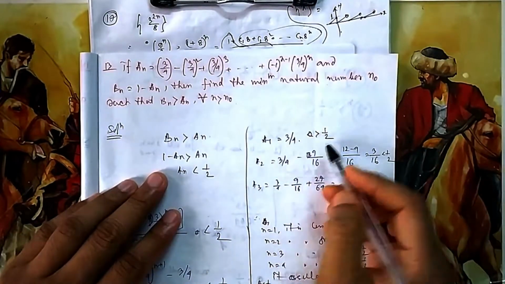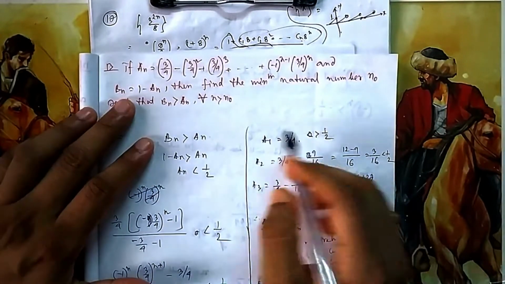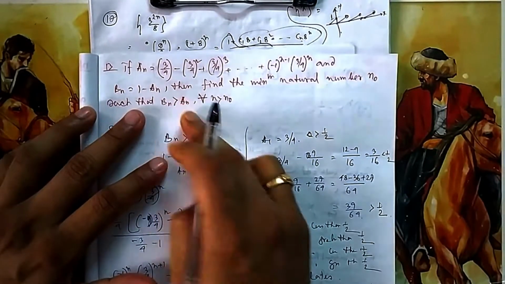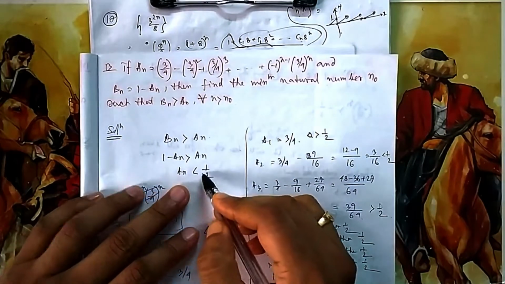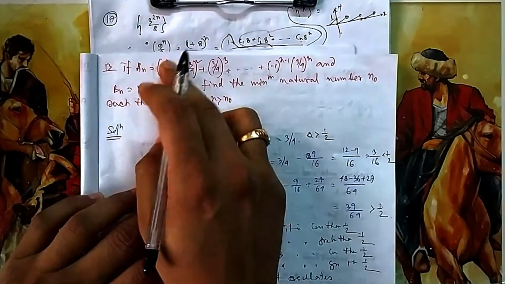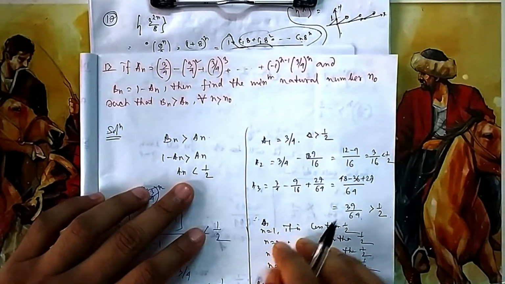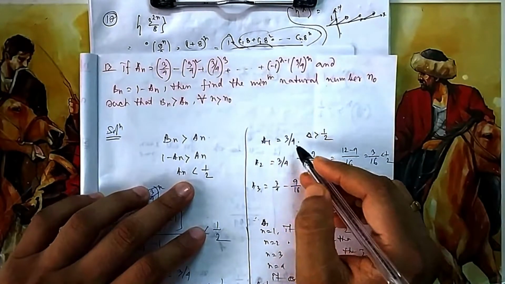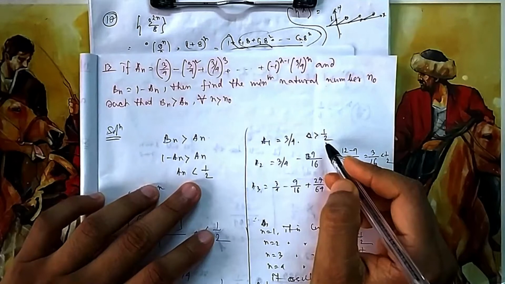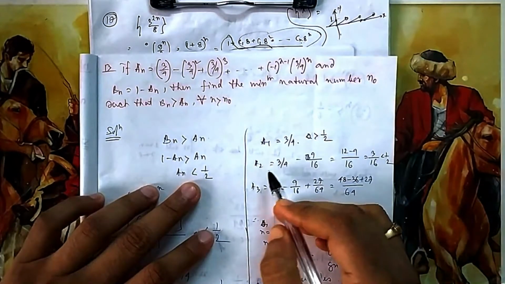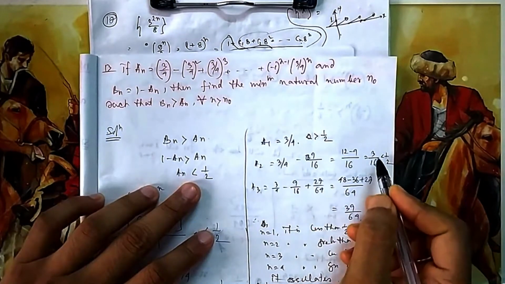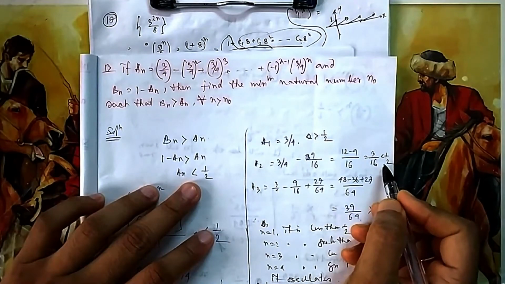Suppose B_n is greater than A_n, and B_n is given as 1 minus A_n, so that means A_n should be less than half. So you try with the first one and two terms whether it is coming or not. If you try with A_1, then it is 3 by 4, which is greater than half, so 1 cannot be. If you put n equal to 2, then it is 3 by 16, which is less than half. You may think that it is done.